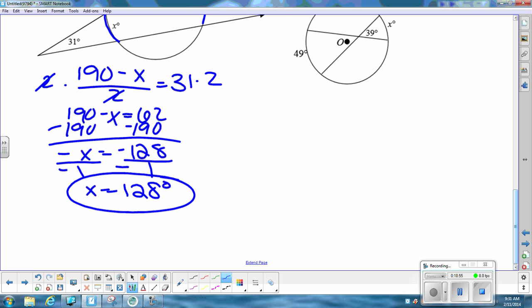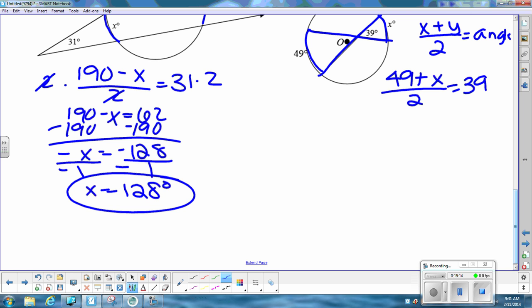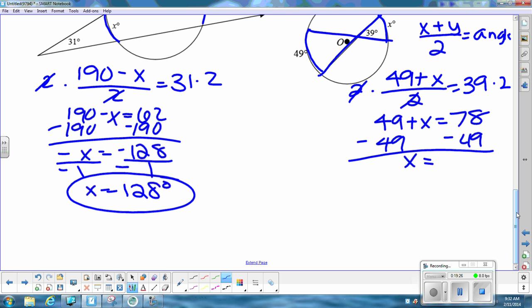Number 22, this time my vertex is inside my circle. So I take the 2 arcs that are made by that angle. In our case, we have the 49 degrees and the x. Add them and divide by 2, and that'll equal my angle. So 49 plus x divided by 2 equals 39. Multiply both sides by 2. 49 plus x equals 78. And I get x is 29 degrees. All right, so let's keep going.